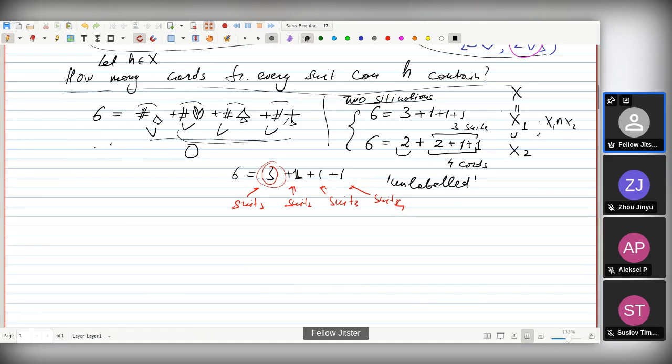So our set X of hands of interest consists of two disjoint sets. X1 is a set corresponding to the case when we have exactly one suit with three cards and three single card suits. Is it clear? Yeah. And X2 corresponds to the second case. As these cases are mutually exclusive, by the rule of sum, we obtain that the number of hands in X equals the cardinality of X1 plus the cardinality of X2. Yep.